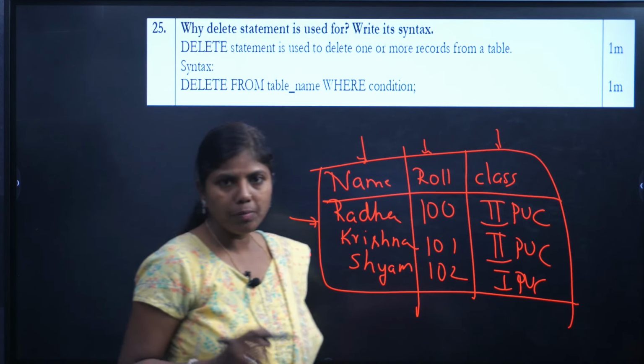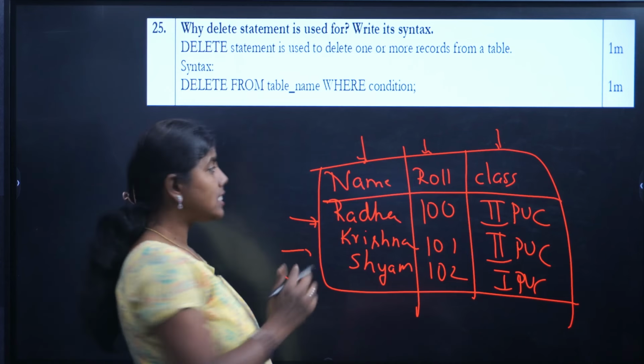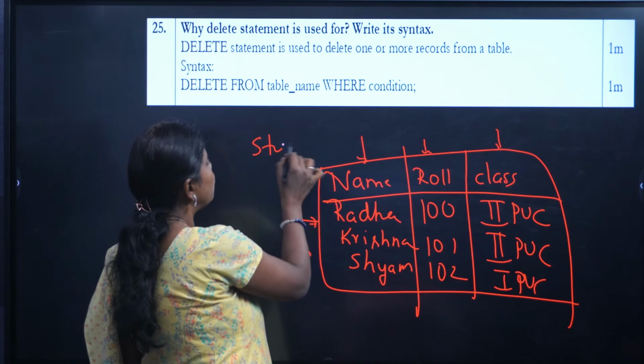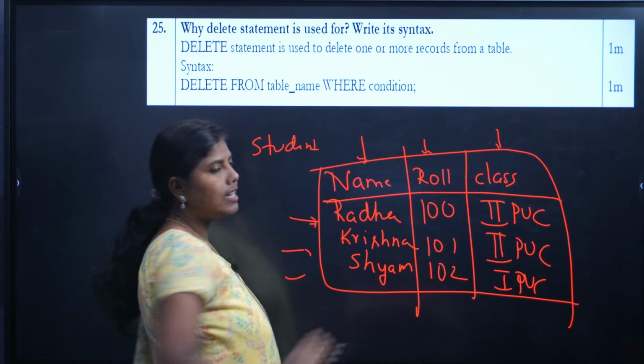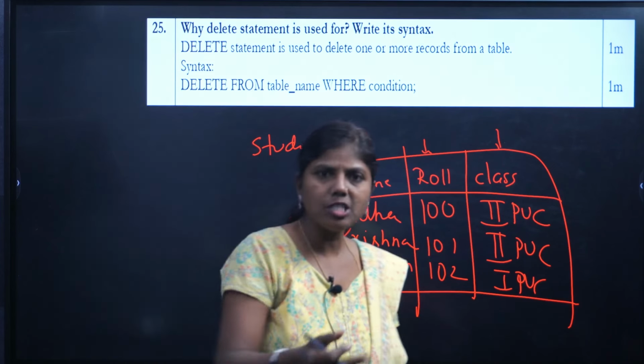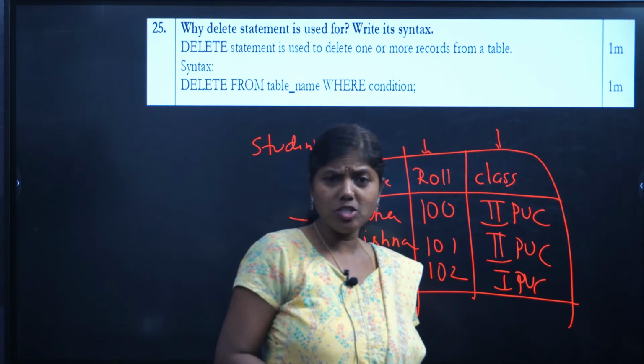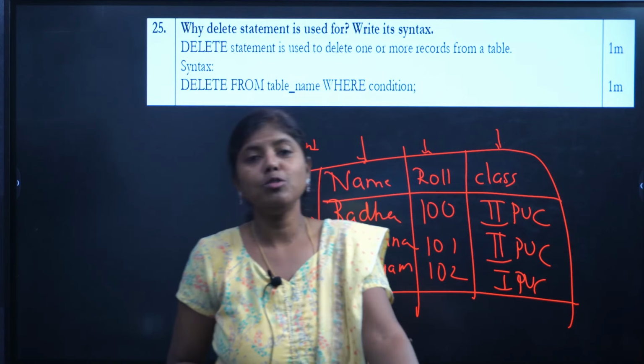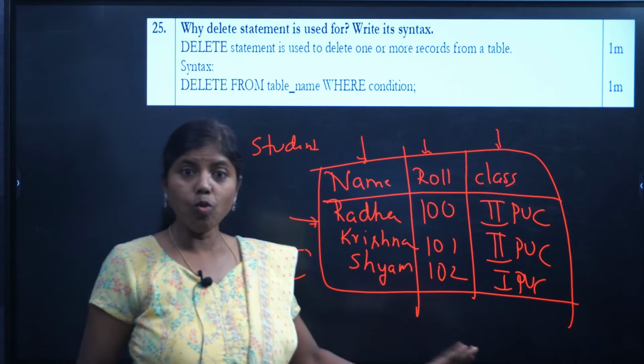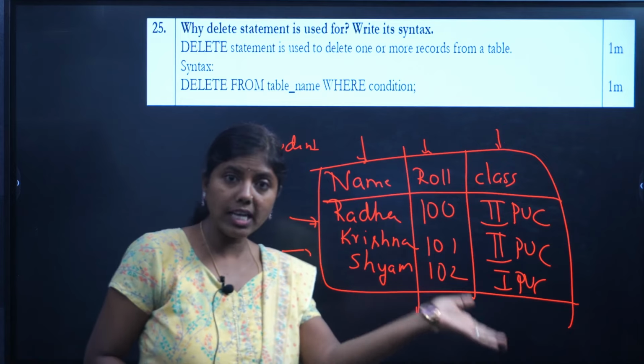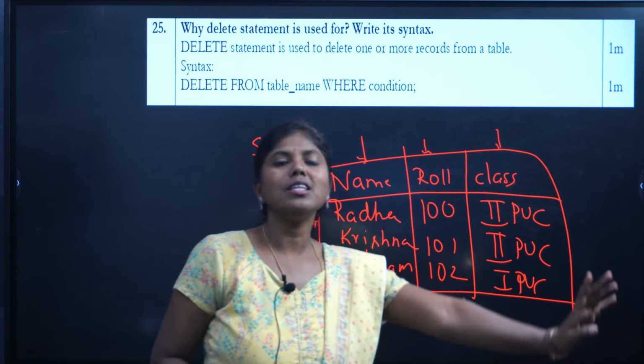Okay, this is going to be my table now. In this table called student, I want to delete a tuple called Sham. I'm explaining this concept only for the second PUC students. I don't want the first PUC students to be here. I don't want Sham in this table. By mistake, I have put him in, so I want to delete this tuple now.